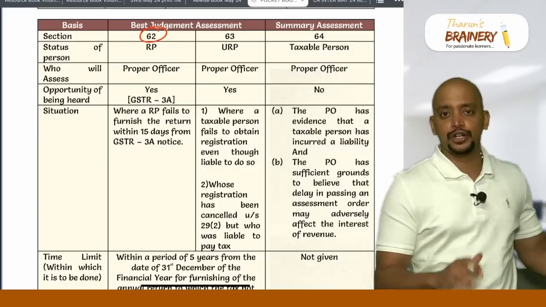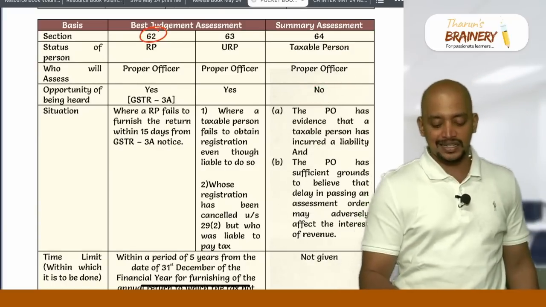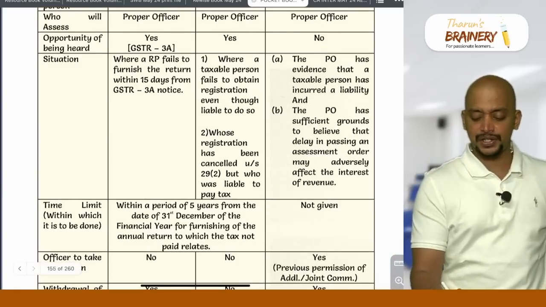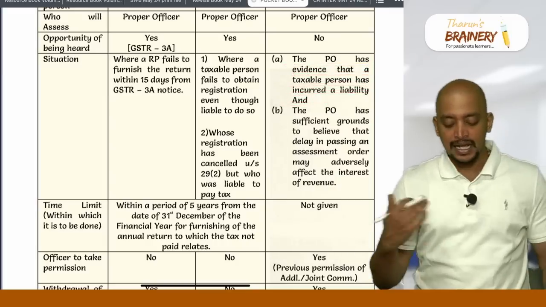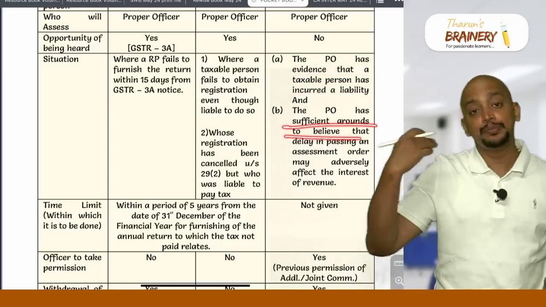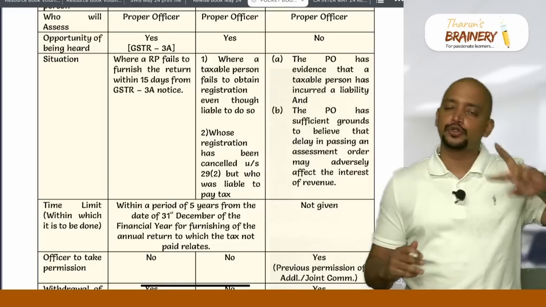Everywhere there is opportunity of being heard, notice will be given, but this is the only case where without notice they will pass the assessment order directly. What is the situation? The proper officer has evidence that the taxable person has incurred a liability, and the proper officer has sufficient grounds to believe that delay in passing an assessment order may adversely affect the revenue. These 2 points you need to write.